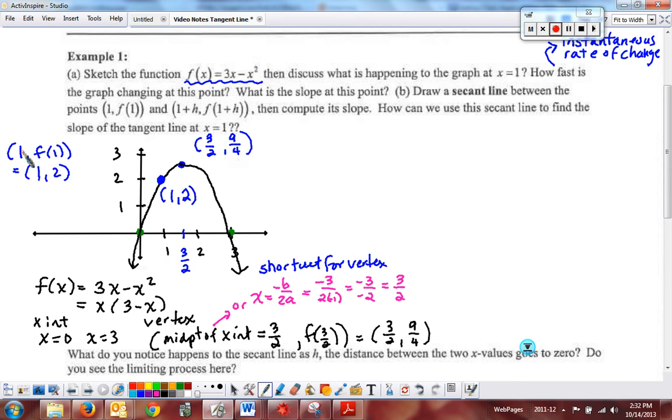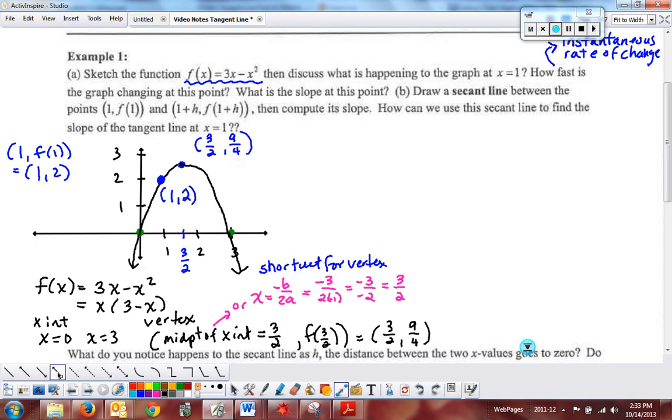I also plugged 1 into the function and got the point (1, 2). So we're talking right here at x equal to 1, at the point (1, 2). And we want to know what the slope is at that point. Well, what exactly are we talking about? If we're talking about the slope at that point, we're talking about the slope of the tangent line.